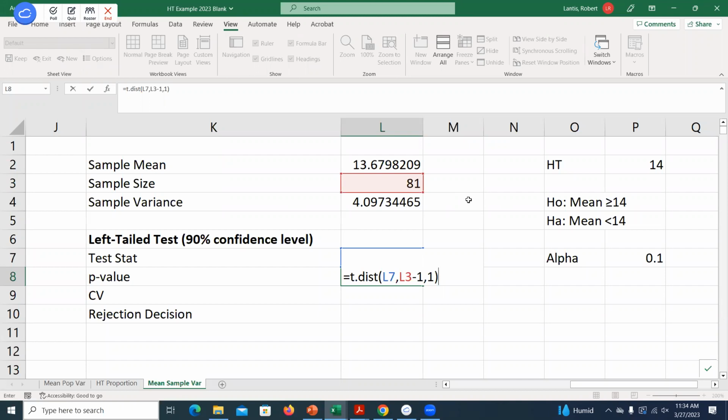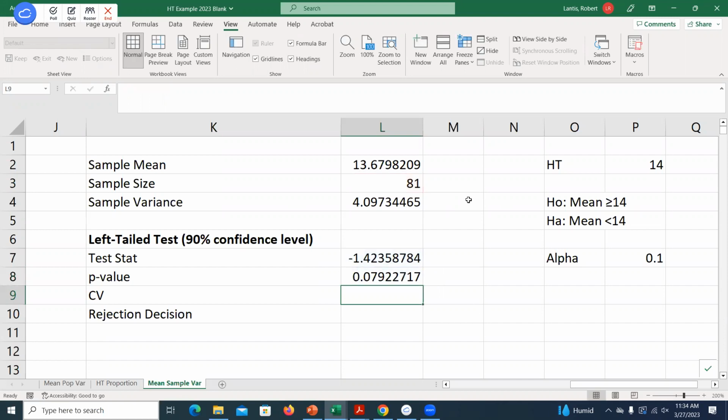And for a one-tailed test, for a left-tailed test, that's all I want. That's my p-value. I don't have to multiply by 2 because evidence on the other side now does not go against the null, right? It actually supports the null, right? So I'm only concerned with evidence that goes against my null. So for a one-tailed test, all that area is in one tail. So I hit enter. I get about 0.079.